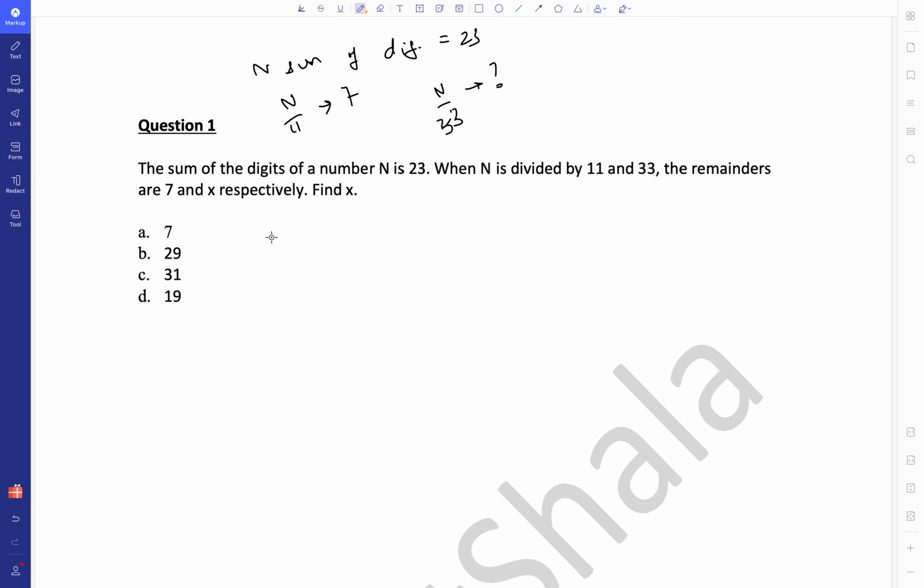Okay. So first of all, let's look at what the remainder of 11 means, because we are only given two things, the sum of digits and the remainder with 11. So the remainder of 11, what does it mean? Let's take an example. Let's take a random number here, 14,328. This is not related to the question. We are just taking an example to see what the remainder of 11 means.